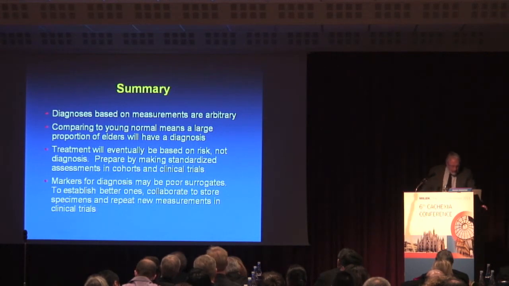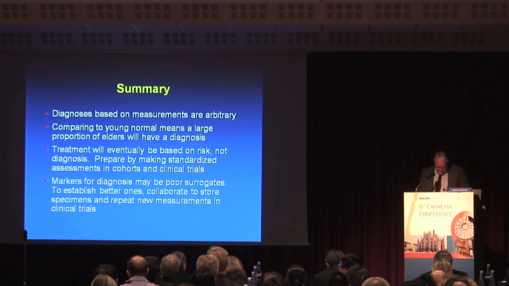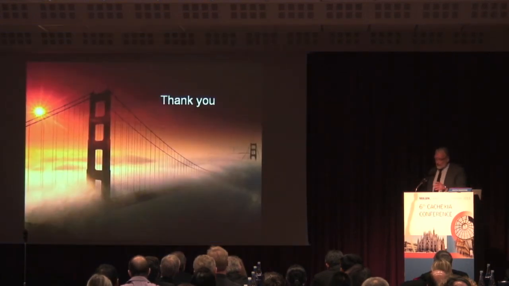And markers for diagnosis, like bone density, a simple measure of mass, may be core surrogates in order to establish patterns. And I think that it's important that sponsors of trials collaborate to store specimens and repeat new measurements in everyone participating in a clinical trial. And with that, I'm going to stop and say thank you for letting me come here from San Francisco.